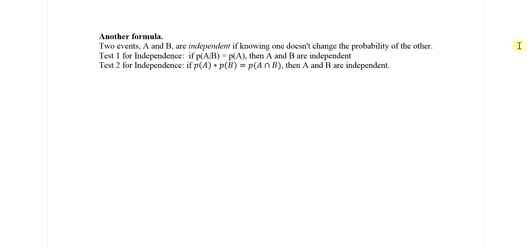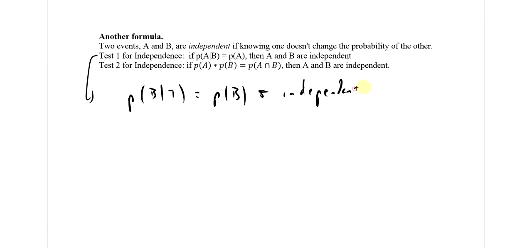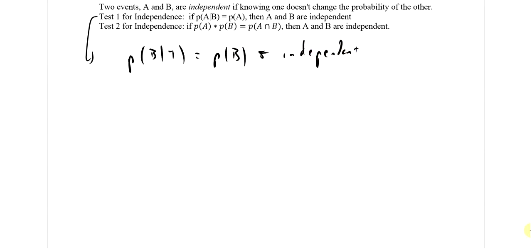And so what we saw above with the Twins fans: two events are independent means that the probability of liking a blueberry muffin, given that you're a Twins fan, is the probability of liking blueberry muffins. Right? And the second test for independence is if P of A times P of B equals P of A intersection B. Where does that second formula come from?